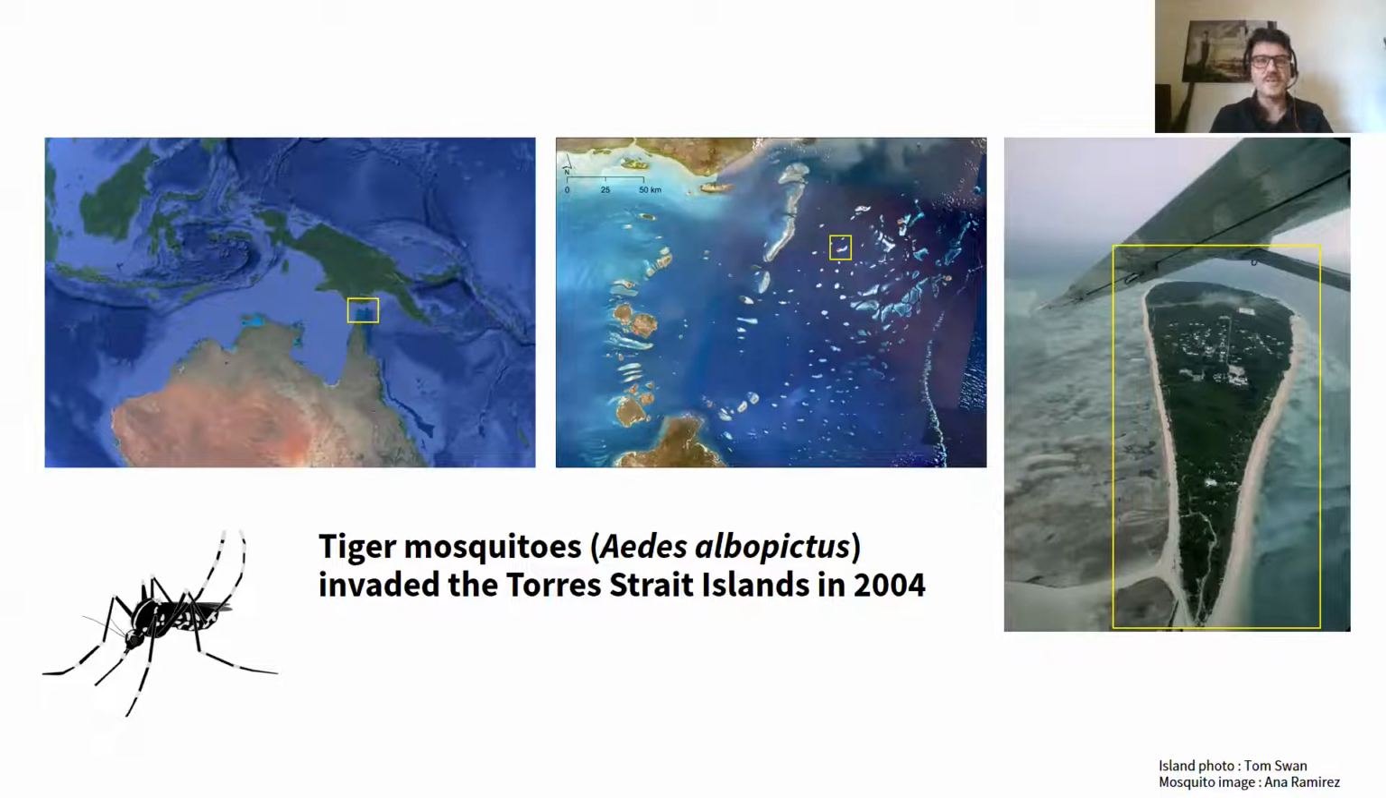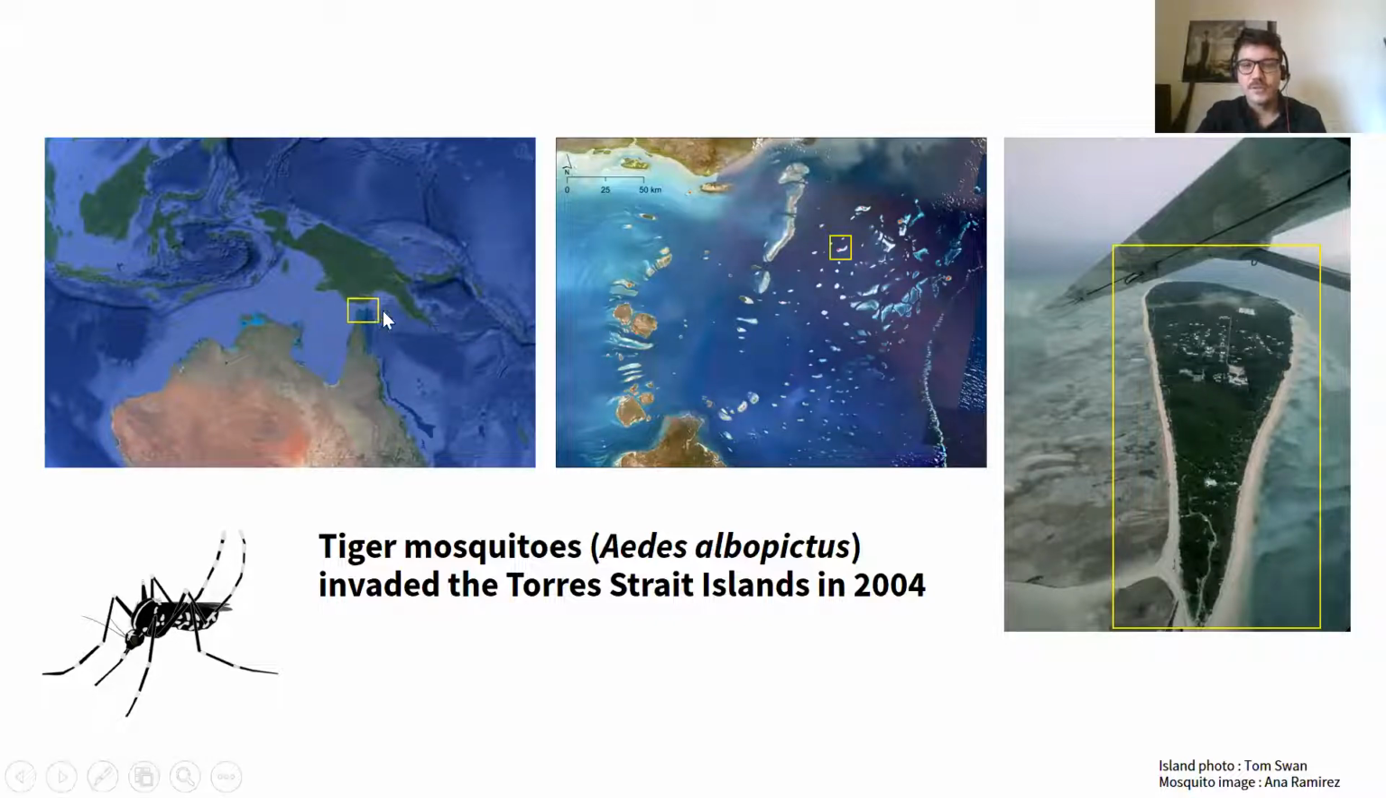So this mosquito is from East and Southeast Asia. It's spread through Europe, and it's spreading north through Europe. I think it's reached Switzerland at this point. It's spreading west through the United States. And it's reached Australia, technically, because it has reached the Torres Strait Islands.